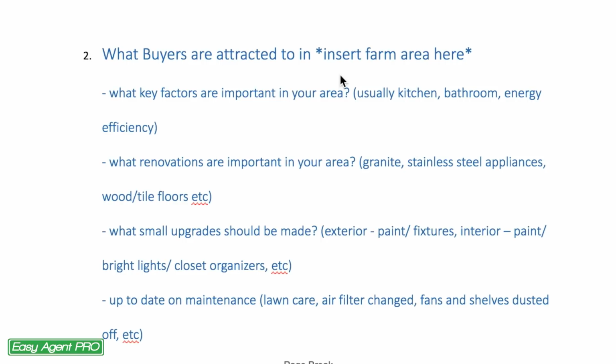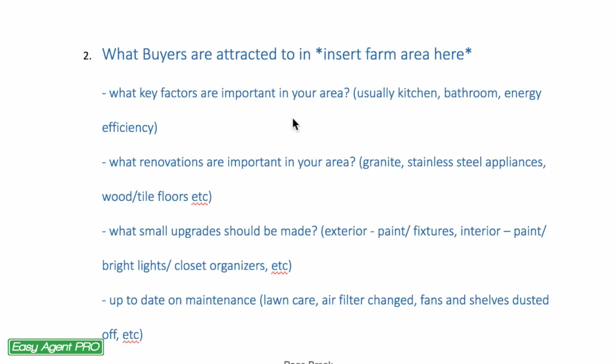You want to have something that's specific to your area that is going to actually benefit people, and not just something basic that anybody could just Google the same way you Googled it if you downloaded it off the internet yourself. So what do you want inside of this section right here? You want to have what key factors are important to your area. Now, usually this involves kitchens, bathrooms, and energy efficient parts that are inside of the home. So you want to accent these parts.